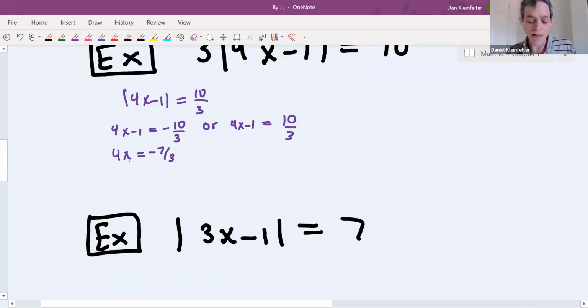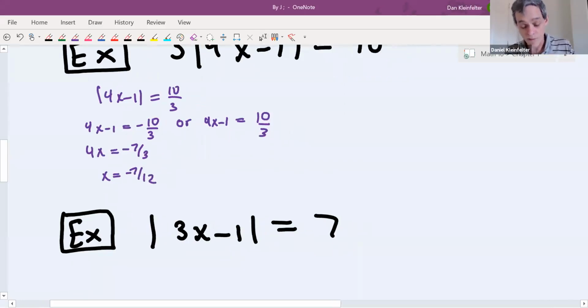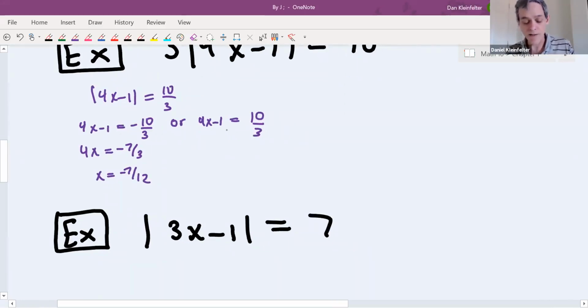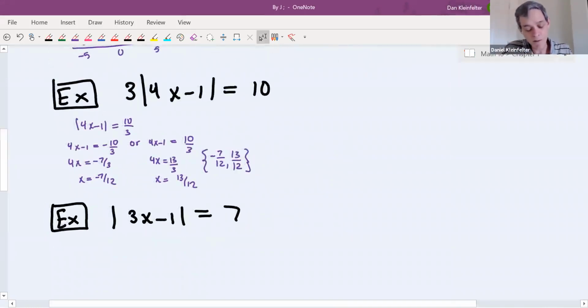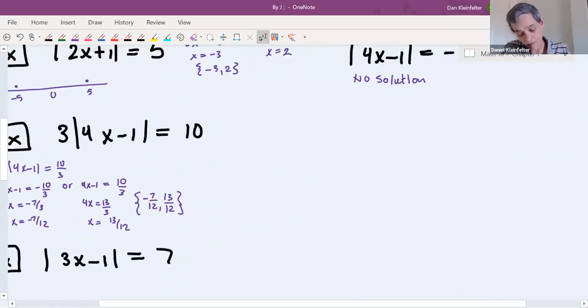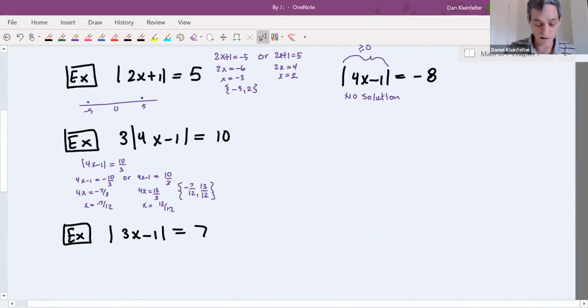Then we'll divide through by 4. So x will be -7/12 in the first case. And then for the one on the right, 4x minus 1 is 10/3. We're going to add 3/3. So 4x will be 13/3. And then x will be 13/12. So here our two solutions are -7/12 and 13/12. Okay, and that's it. Very important to remember to isolate the absolute value before you start thinking about employing the meaning of the absolute value itself.